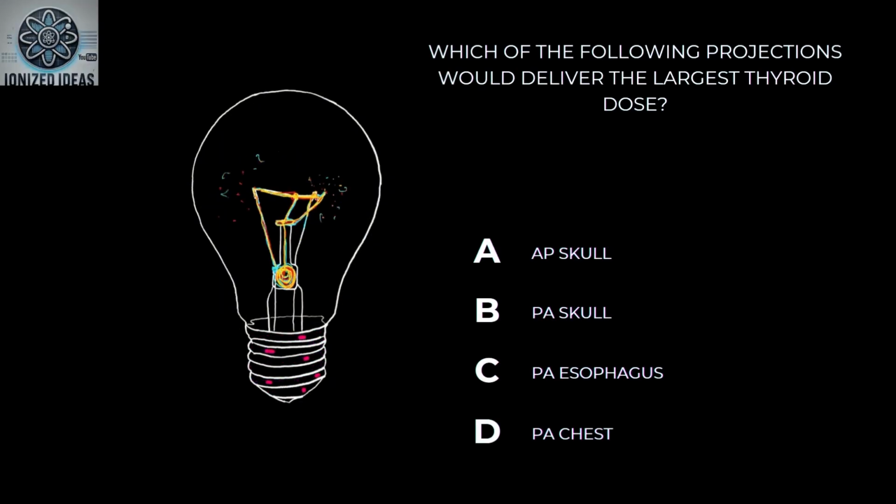Which of the following projections would deliver the largest thyroid dose? A. AP skull. B. PA skull. C. PA esophagus. D. PA chest.